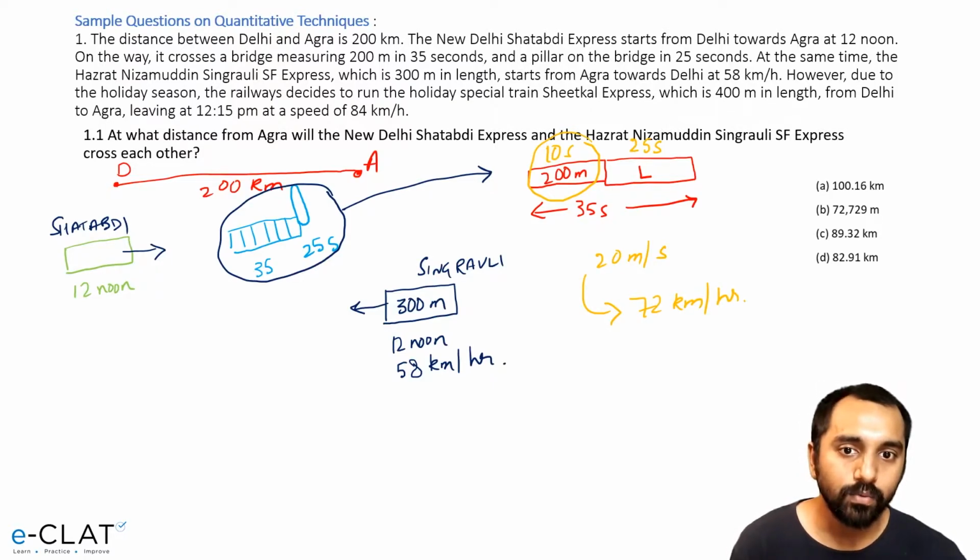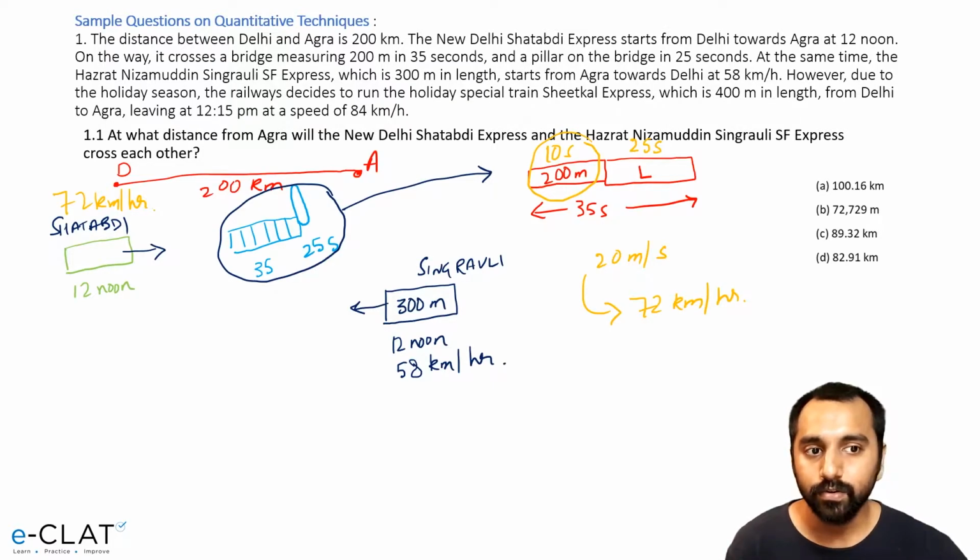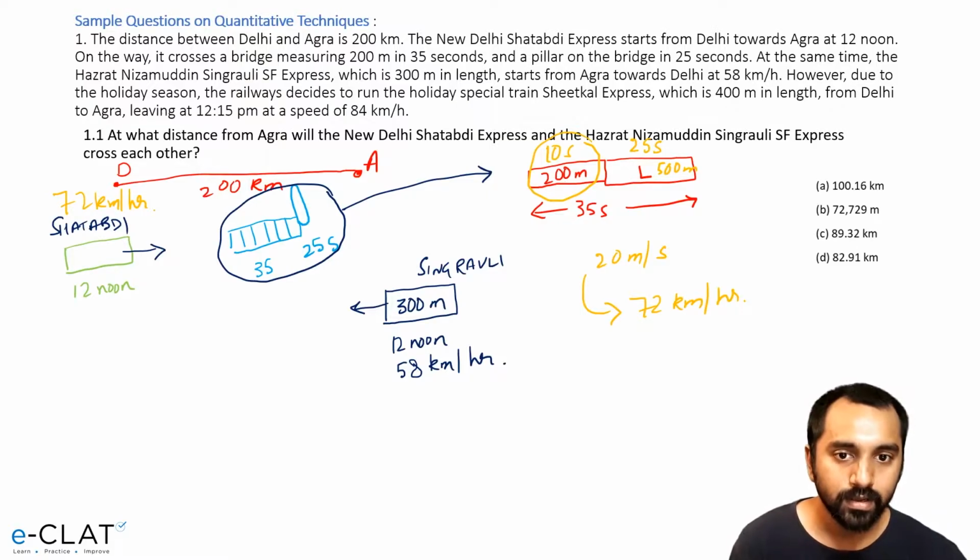So let's write it down over here. In 10 seconds, it crosses 200 meters. So in 25 seconds, it will cover 500 meters. So that means I also know the length of my train. All right. Now let's focus on the question.